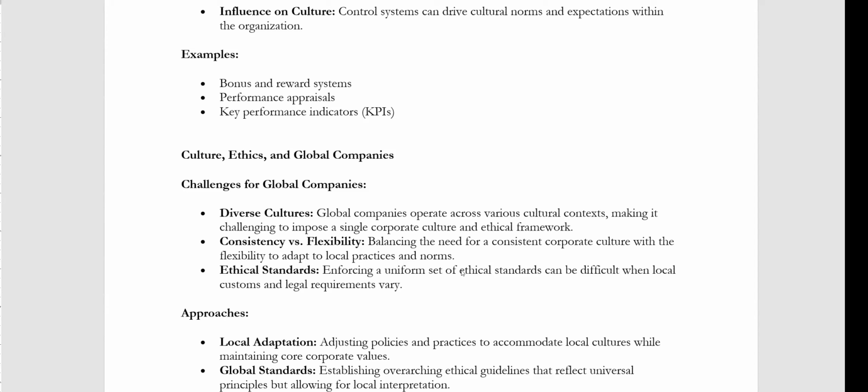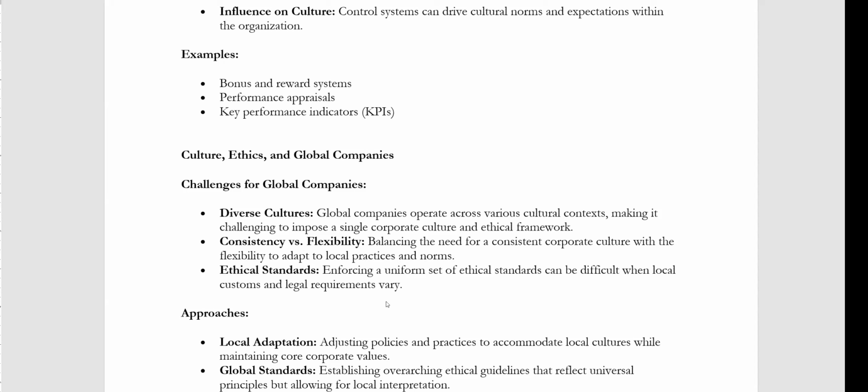There can be challenges for global companies, right? So there are diverse cultures. You know that global companies operate across various cultural contexts, and thus it makes it challenging to impose a single corporate culture and ethical framework, right? And there may be consistency and flexibility issues. Now, balancing the need for a consistent corporate culture with the flexibility to adapt to local practices and norms, I get it. It's one of the problems that they face.